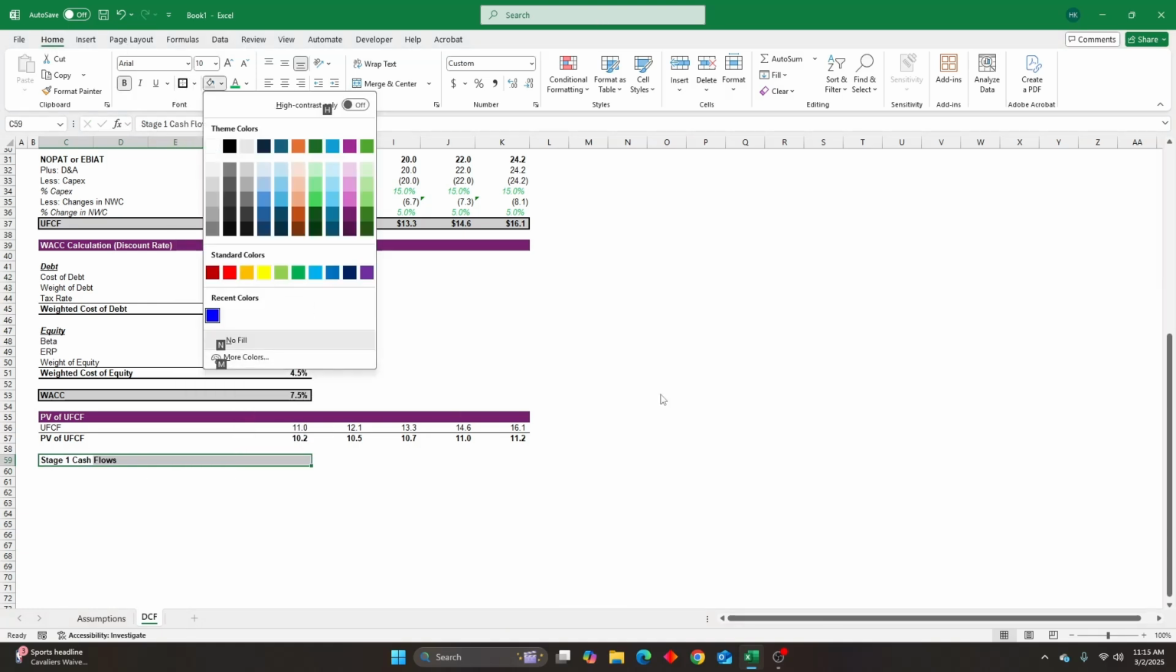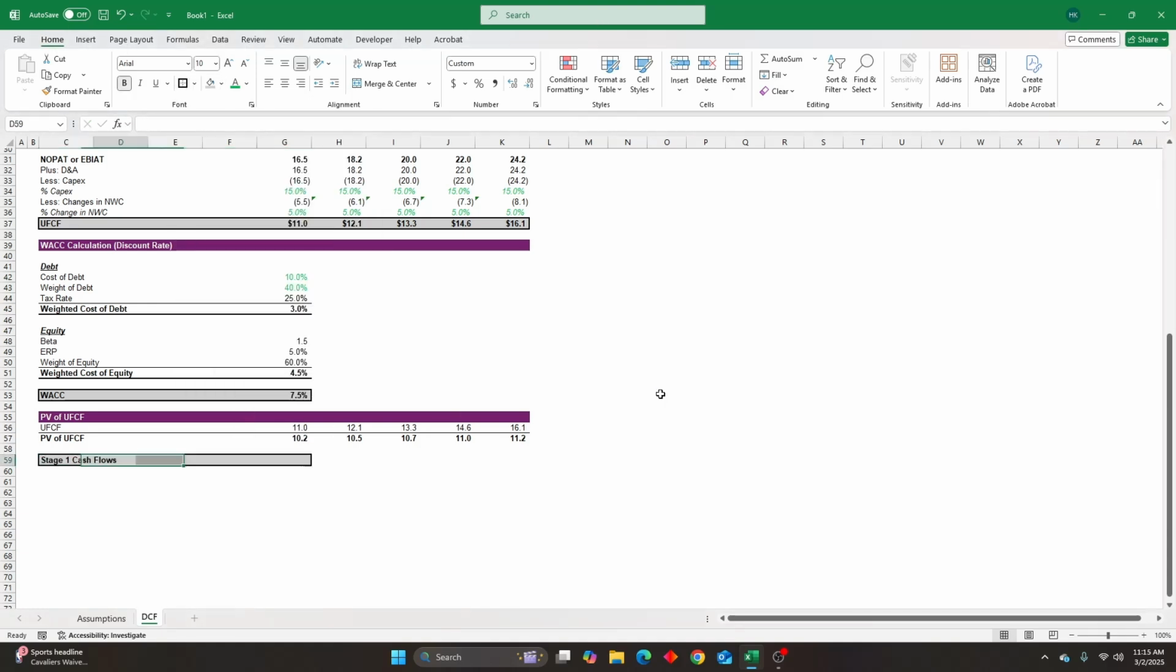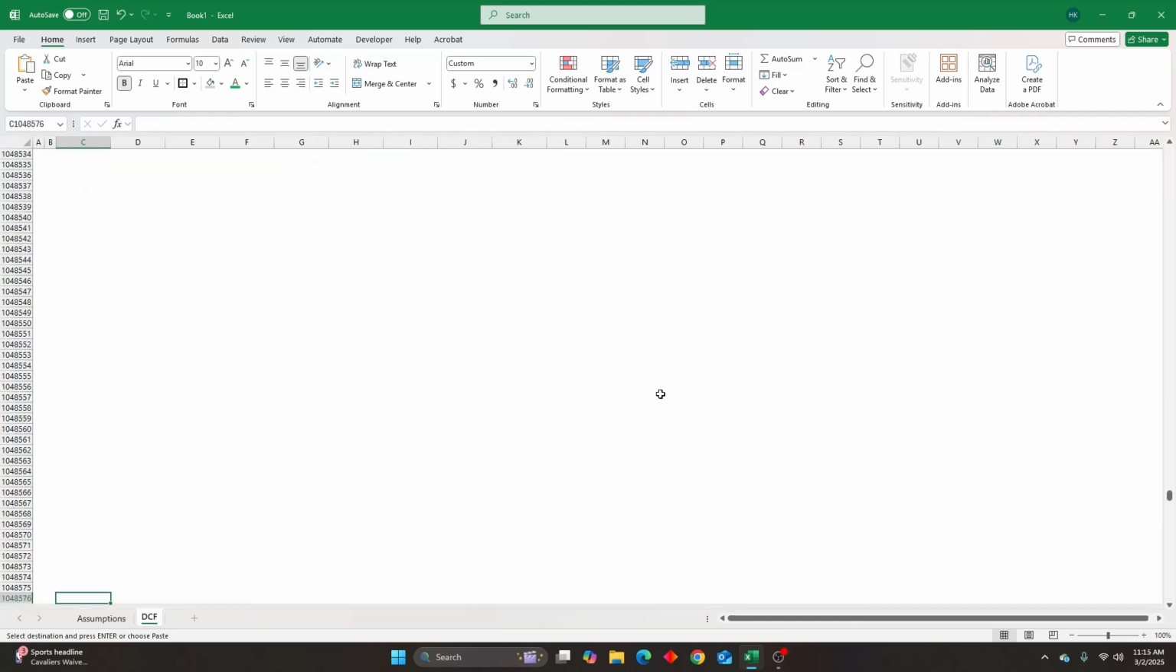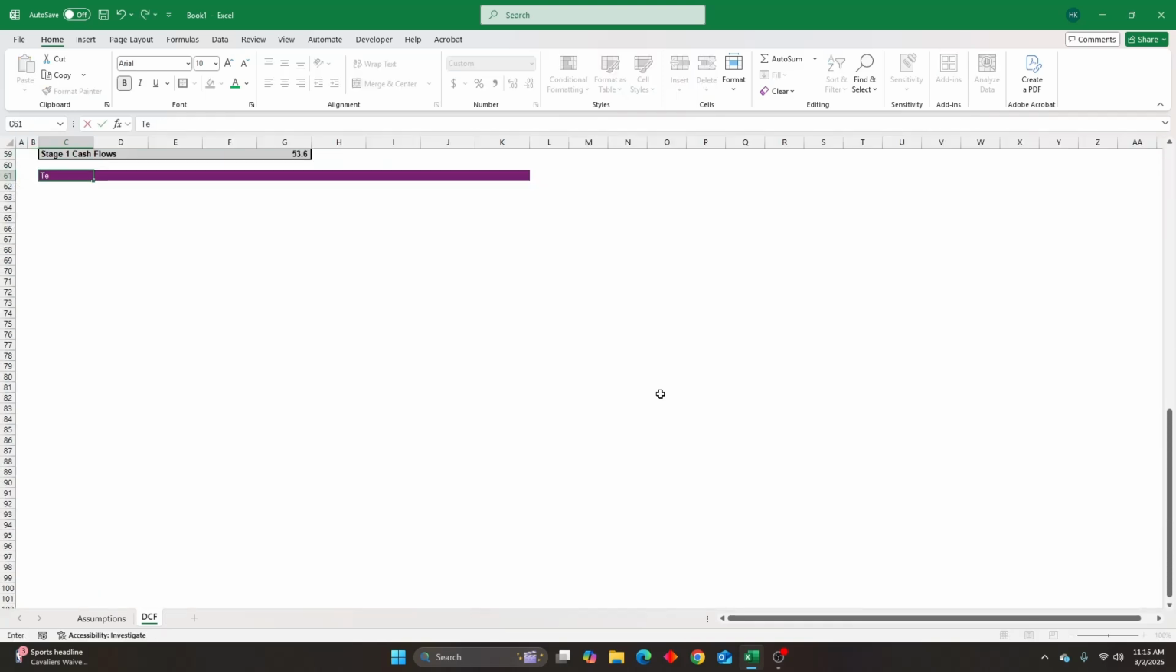So now that we have our stage 1 cash flows calculated, and remember that's just the present value of all of our unlevered free cash flow during the discount period. There we go. The next thing we can do is calculate our terminal value. There are two widely accepted approaches: the growth in perpetuity, and then the exit EBITDA.